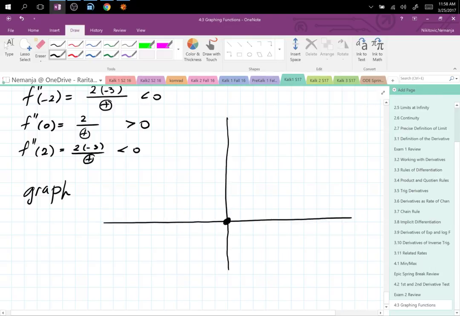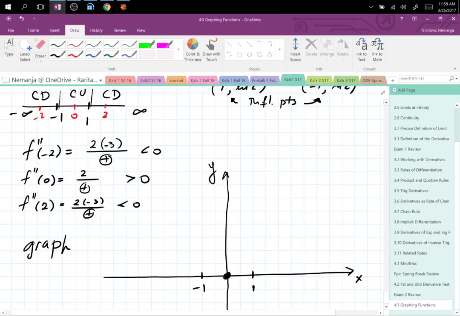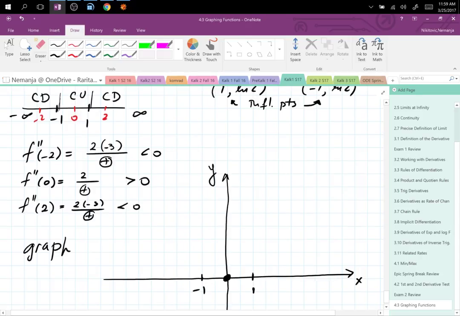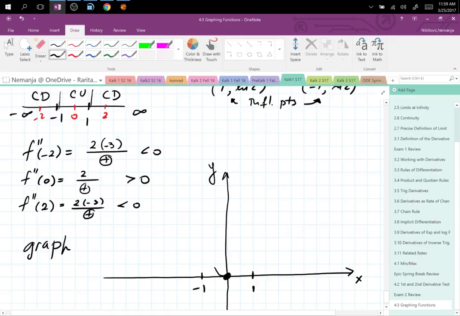There's a point 0, 0. And then I have the concavity at 1 and negative 1. So what do I have? I have that the graph is concave up in the middle. ln 2 is about 0.7.